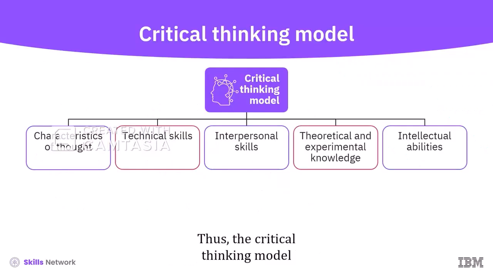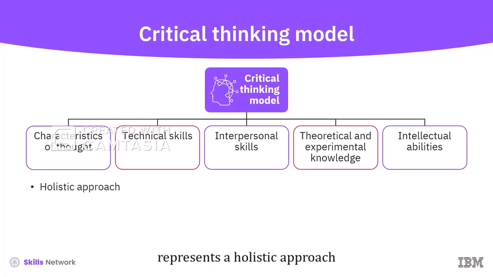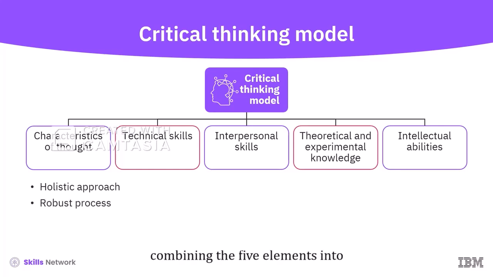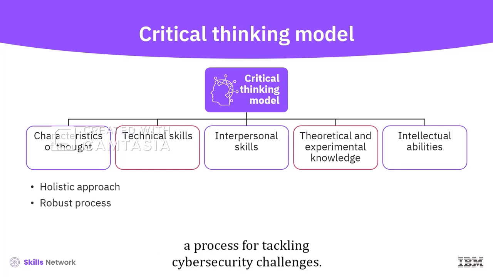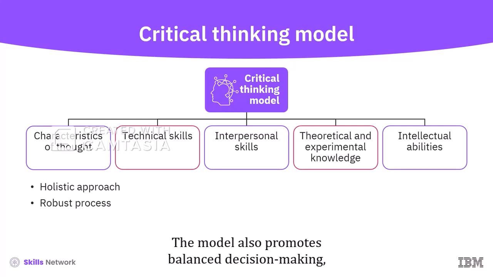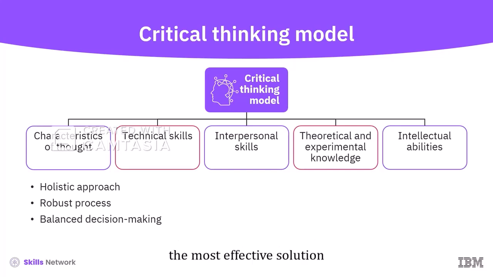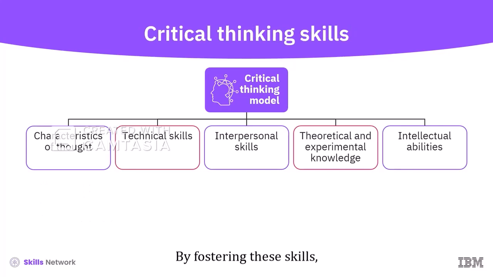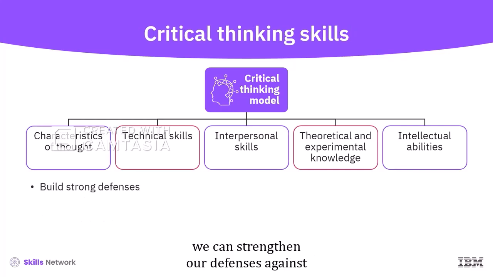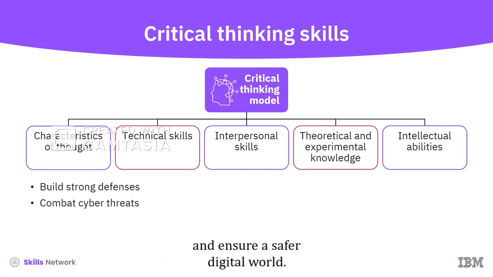Thus, the critical thinking model represents a holistic approach, combining the 5 elements into a process for tackling cybersecurity challenges. The model also promotes balanced decision-making, where every facet of the problem is analyzed and the most effective solution is identified and implemented. By fostering these skills, we can strengthen our defenses against the ever-evolving cyber threats and ensure a safer digital world.